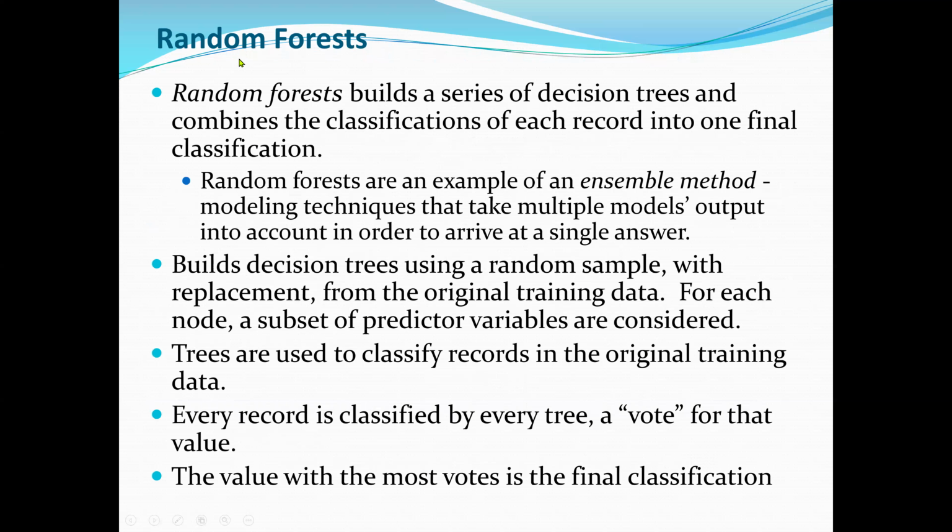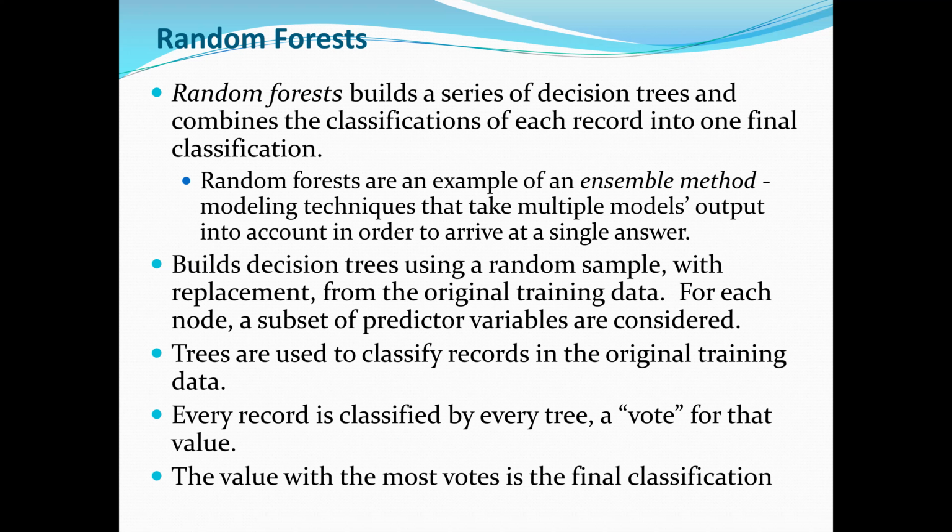Okay, so the next one, which is the last one, will be the random forest. We know random forest normally builds a series of decision trees and needs to combine the classification of each record into one final decision tree. CART and C5.0 both produce a single decision tree based on all of the records. But random forest builds a series of decision trees and combines the classifications of each record into one final decision tree.